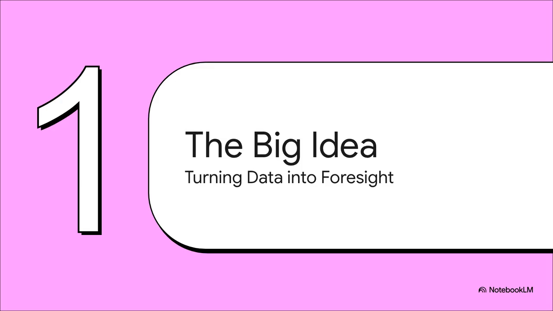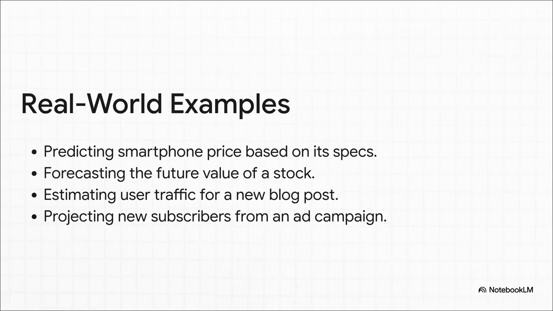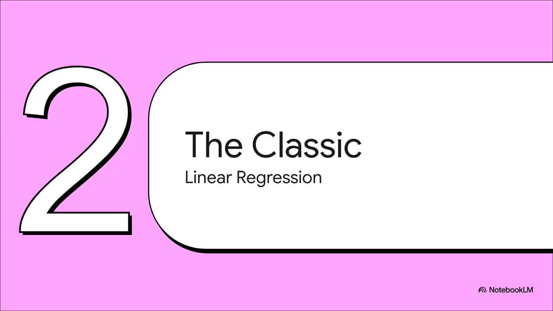Okay, let's jump right into that big idea. Let's get a real feel for what regression actually does, and where you've probably already seen it in action without even realizing it. Let's just take that smartphone example. The inputs, right? They'd be all the tech specs: screen size, battery life, camera quality, you name it. The output is the final price tag. So regression learns from the history of tons of other phones how those specs relate to price. That way, when a new phone is announced, it can predict a pretty realistic price. And hey, the exact same logic applies to forecasting stock values or figuring out how many new subscribers an ads campaign might pull in.